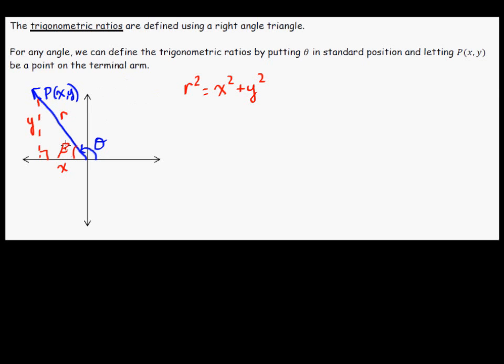Now, based on our picture here, if we were to look at the trigonometric ratios for angle beta, our related acute angle, then sine of beta would be opposite over hypotenuse, so y over r. Cosine of beta would be adjacent over hypotenuse, so x over r. And tangent of beta would be opposite over adjacent, so y over x.